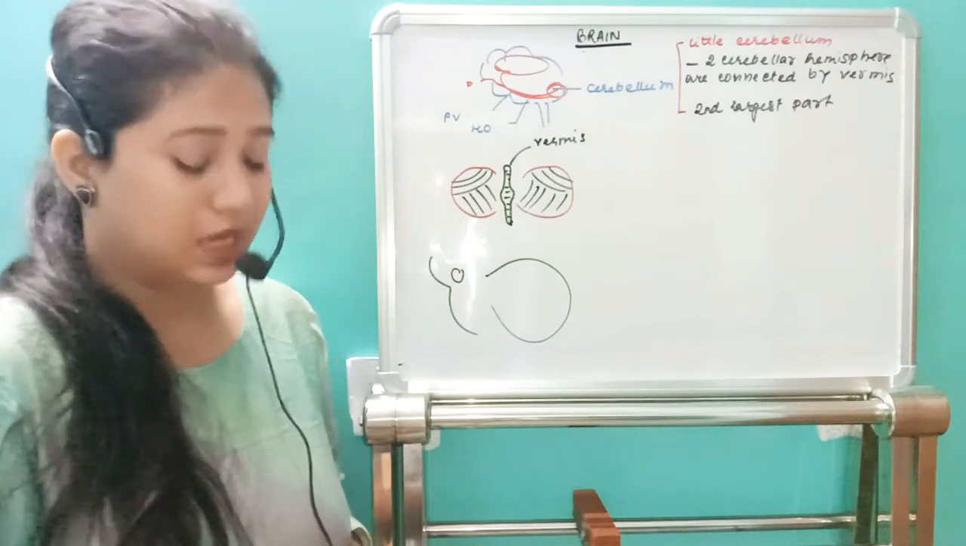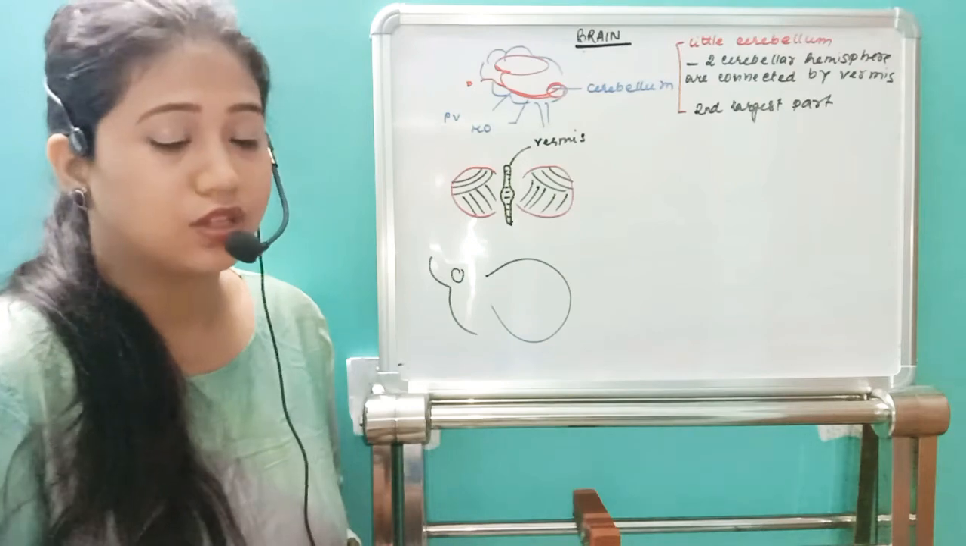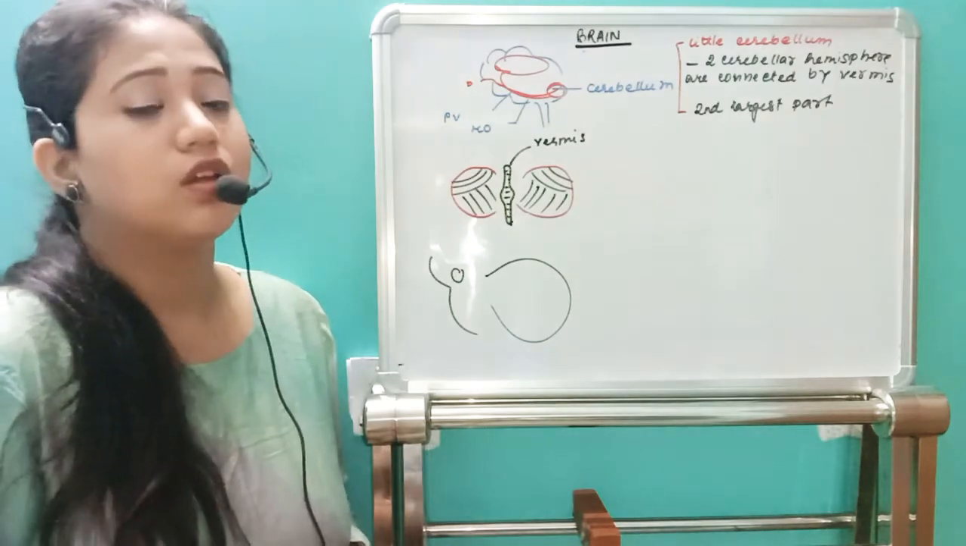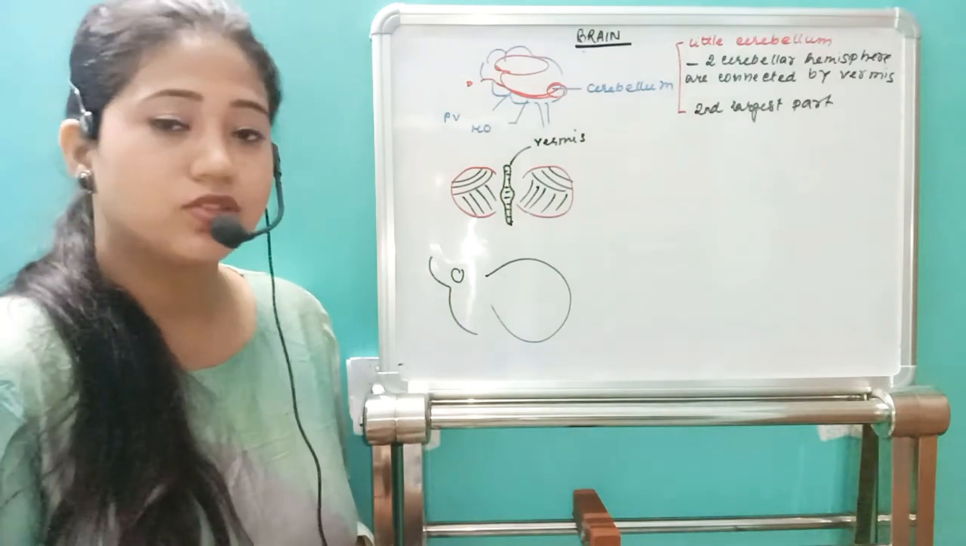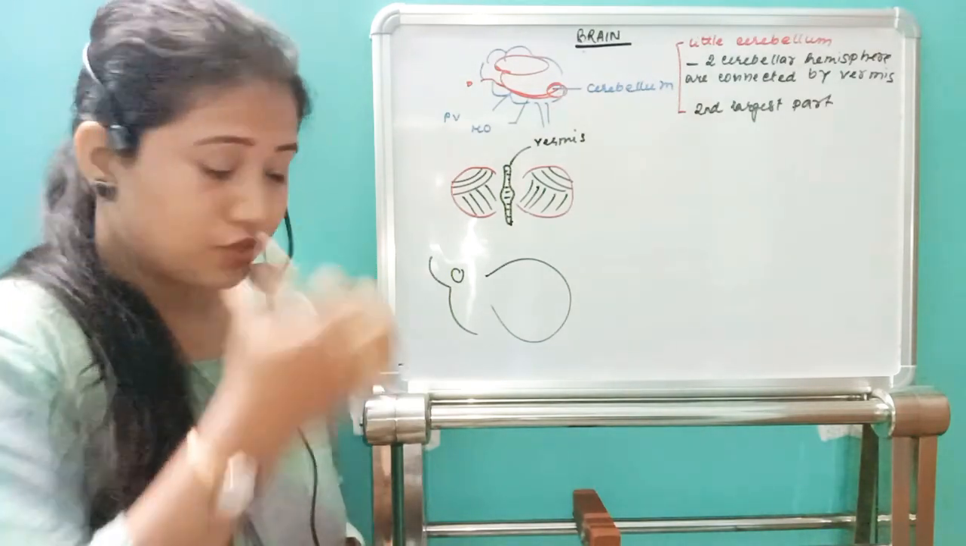But yes, in case of cerebellum, there is no ventricle. So if there is no ventricle, no CSF will be there. So how will the CSF come into the cerebellum? Because the cells cannot survive without it. So how will it come?